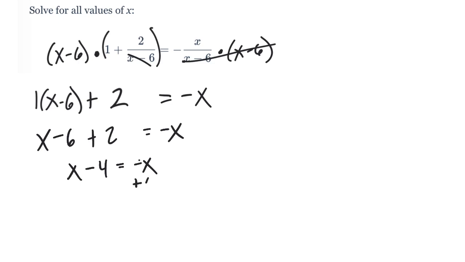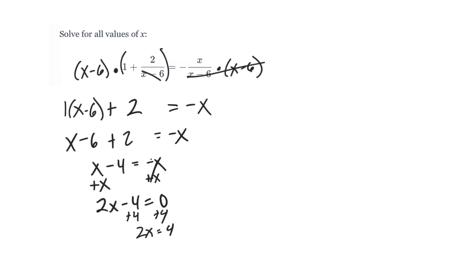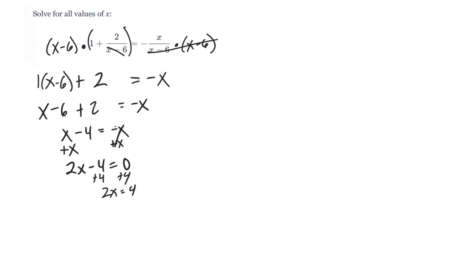And I want my x's to stay positive, so I'm going to add x to each side to cancel it off the right. I'll have 2x minus 4 is equal to 0 because everything canceled out. Then I want to add 4 to each side, and 2x will equal 4. And then once I divide by 2 on each side, x will equal 2.